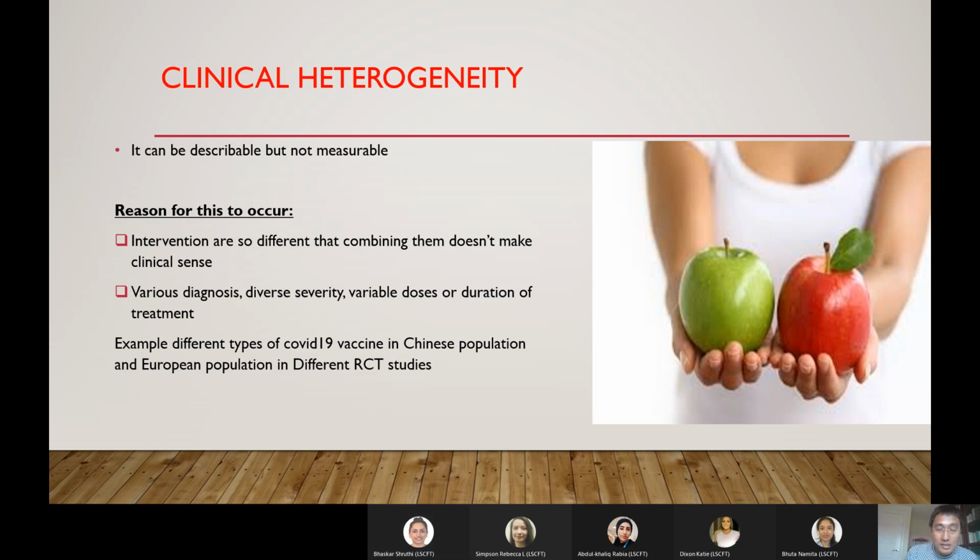So clinical heterogeneity. What do you get from this picture? What are they trying to compare? Both are apples, but the color is different. But can you measure both apples? You can only describe the color if you are asked to comment on color. Can you measure the color? No. One is green and the other is red. It's describable, not measurable. That's right. So this is an example of clinical heterogeneity.